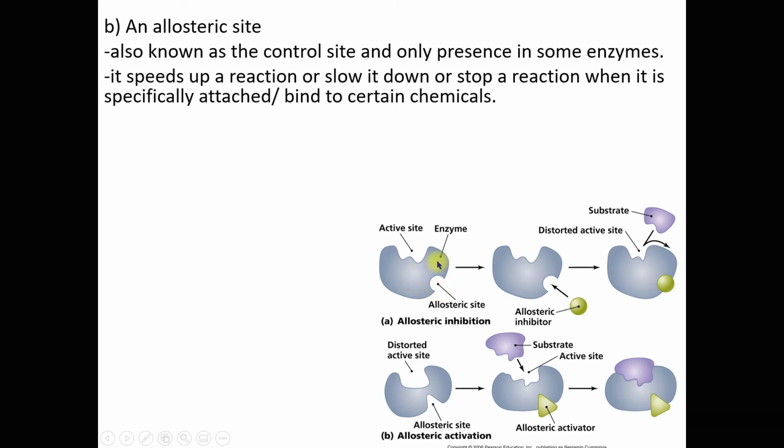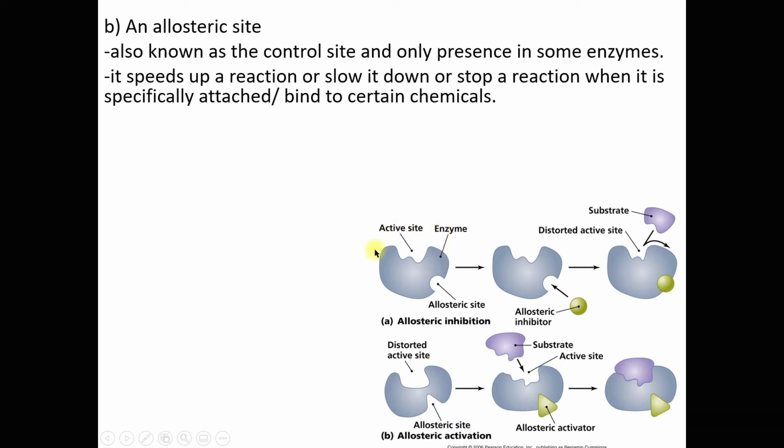Now this allosteric site, like I mentioned earlier, is known as the control site of an enzyme. Why is it known as the control site? Because this allosteric site speeds up a reaction, slows down a reaction, or maybe completely stops a reaction, when the allosteric site specifically attaches or binds to a certain chemical.